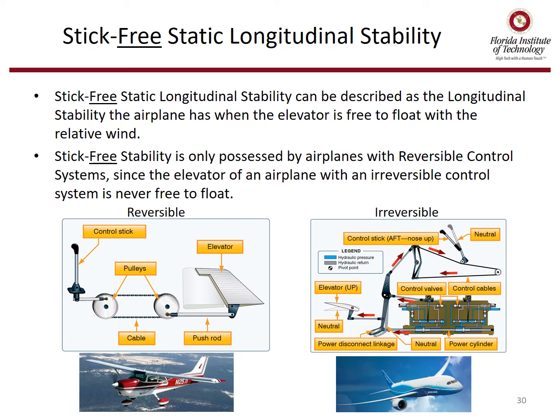They're connected by cables and push rods. An irreversible system, like the one shown on the right, is going to use hydraulics, electric motors, fly-by-wire, etc. And so I can move the stick, and yes, that will move the control surface. However, if I move the control surface, the stick does nothing. So that's an irreversible control system.